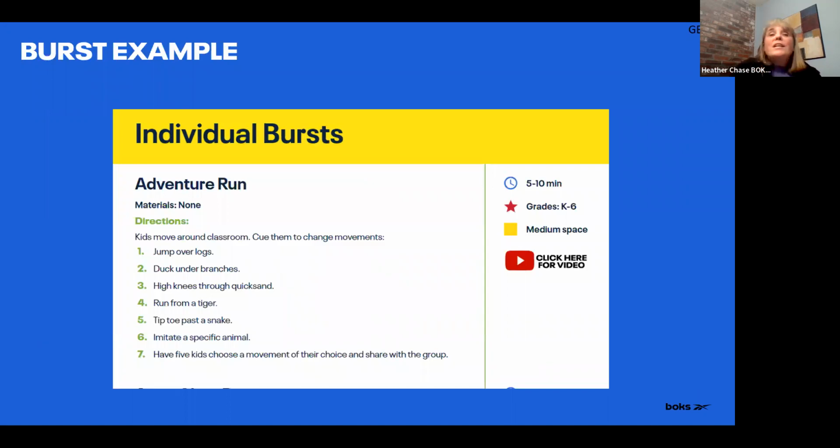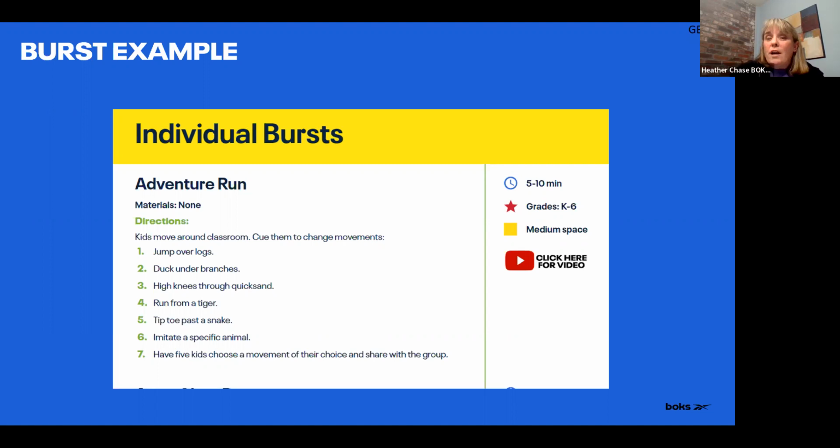This is an example of one of our bursts in the individual section, and it's called Adventure Run. It gives you the materials you need to run the burst. Right from the beginning, the right-hand side tells you about how long the burst will take. But even given the time, you can always shorten it a little bit if you don't have that much time, or increase it. Grades tells you what grades it's designed for, but depending on your school, it can be flexible. Medium space means you don't need a large amount of space, but you can do it in a smaller area.